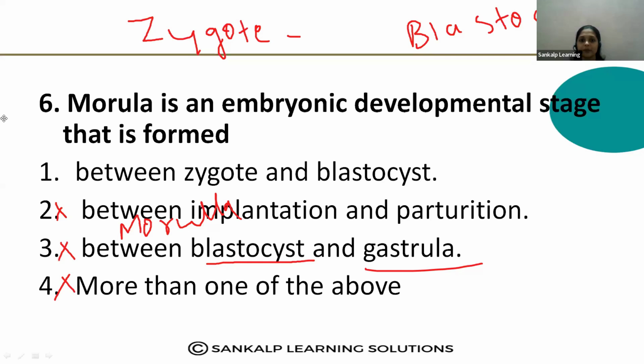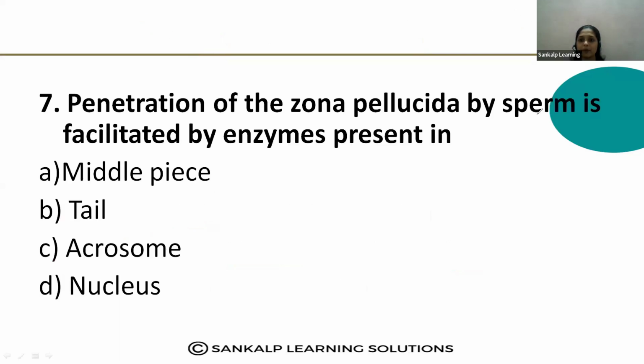See the seventh question. Penetration of zona pellucida by sperm is facilitated by the enzymes present in. So here, the ovum contains the zona pellucida layer and the sperms will swim, reach the ovum and penetrate the zona pellucida layer. So for the penetration, which part of the sperm is helping? Middle piece, tail, acrosome, nucleus. What is the correct answer for the seventh one? What is the answer?